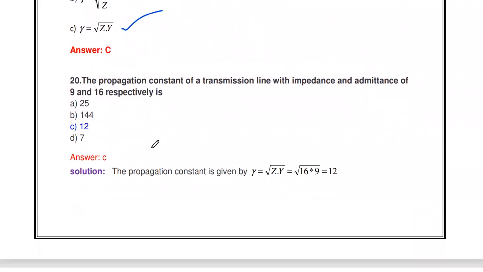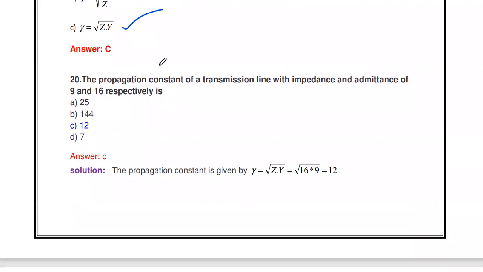So similarly, there is a problem corresponding to the previous question. The propagation constant of a transmission line with impedance and admittance of 9 and 16 respectively is dash. So what is the formula for the propagation constant? It's the square root of the multiplication of Z into Y. So square root of 16 into 9. You just calculate. So the answer is 12. So 12 is the correct answer.